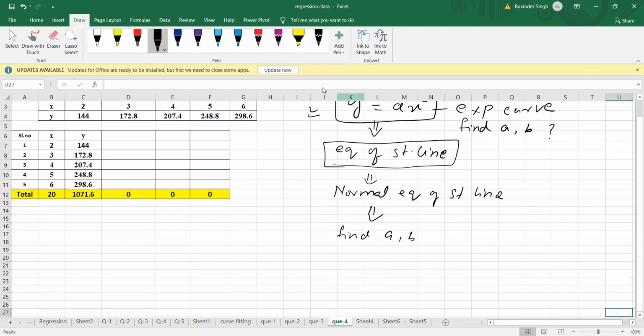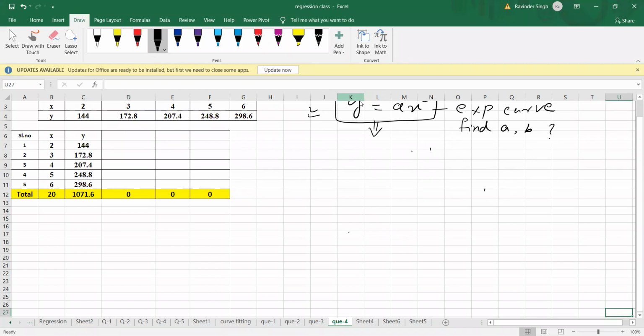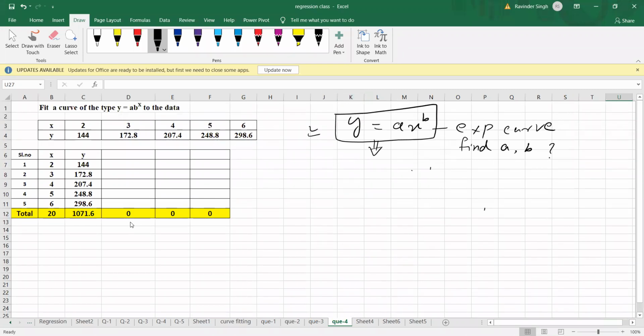Okay, so we'll just rub this particular part here. It's not required now. So to fit the exponential curve, first thing you have to do is take the log both sides of the given curve. So take natural log, base e, both sides. When you take natural log both sides, this will become log y is equal to log of a into x power of b.